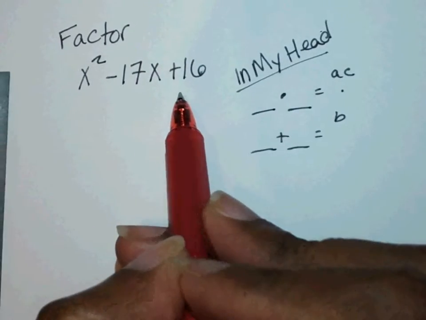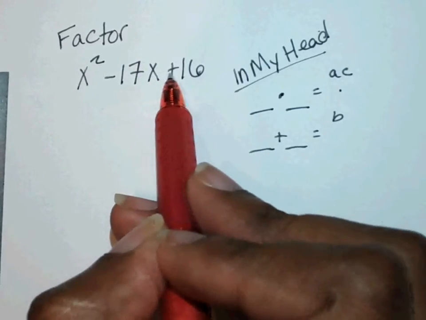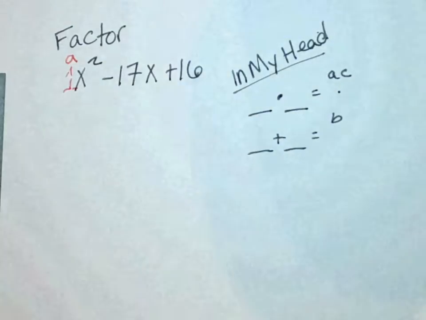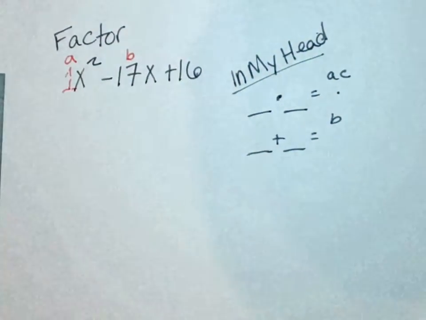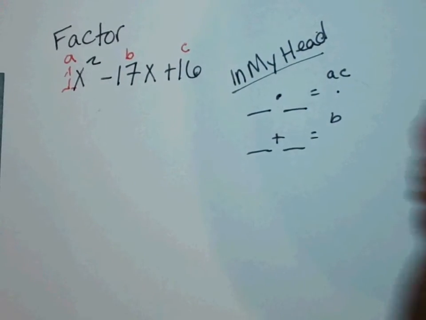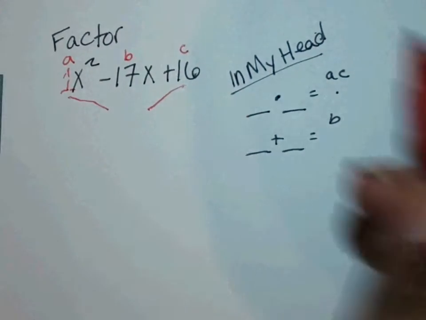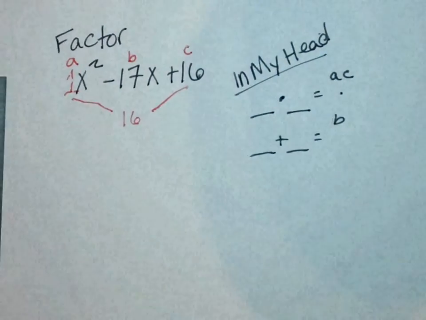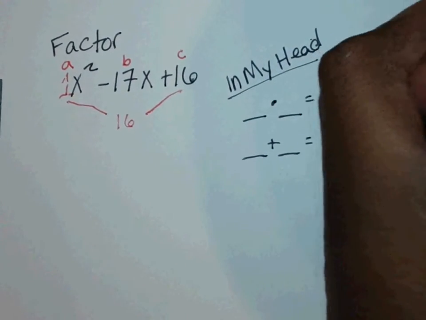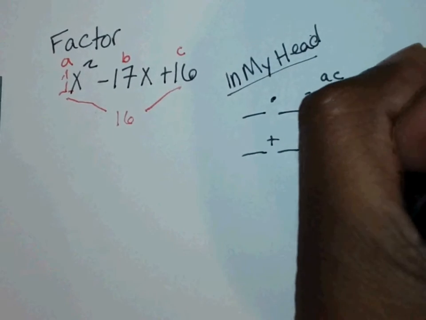Well, since this is a quadratic, it is in the form ax squared plus bx plus c. So in this case, my A is an imaginary 1. My B is negative 17. And my C is 16. So when I multiply my A times my C, I get 16. And that's what number goes here. And as we just said, my B is negative 17.